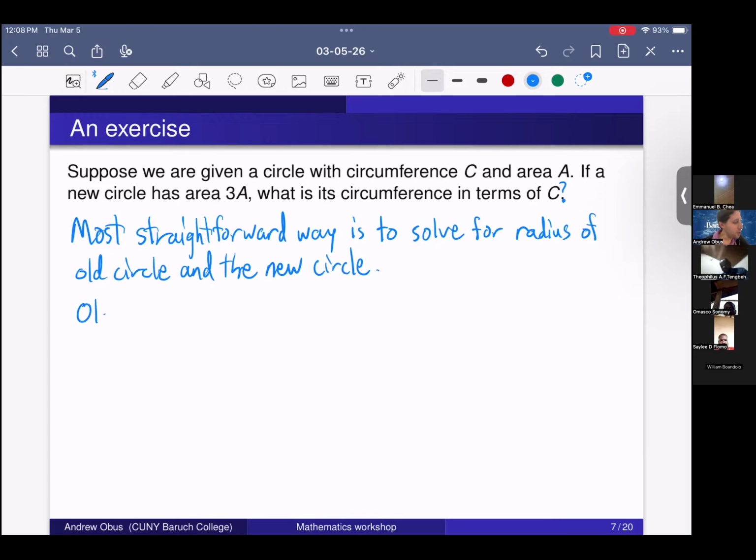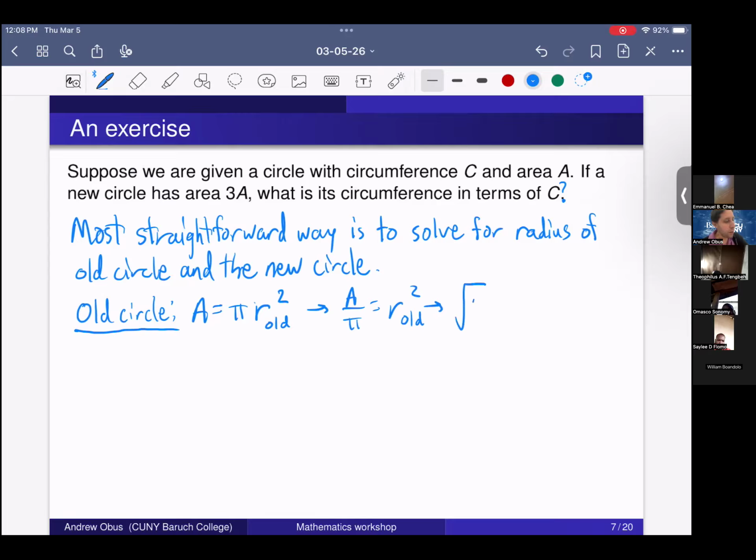So the old circle, right? So the radius is going to be equal to, well, maybe I'll write it like this. We have that A is equal to pi times the old radius, which I'll call r sub old, squared. Or another way of saying that is that A over pi equals r sub old squared, or square root of A over pi equals r sub old. Okay, so this would be one way of solving this. Old circle: square root of A over pi equals r sub old.